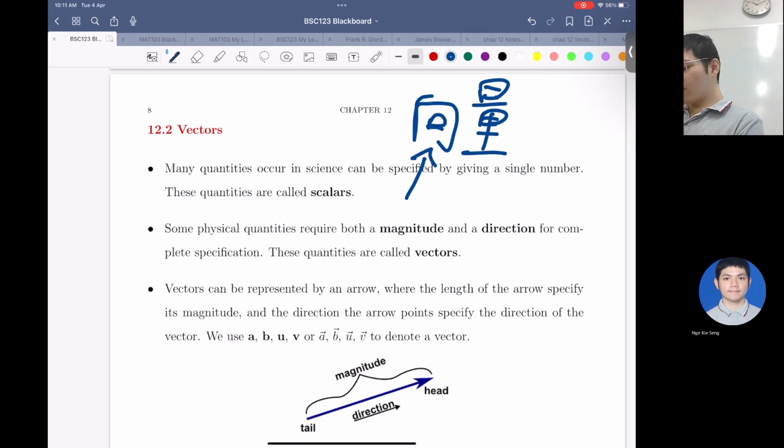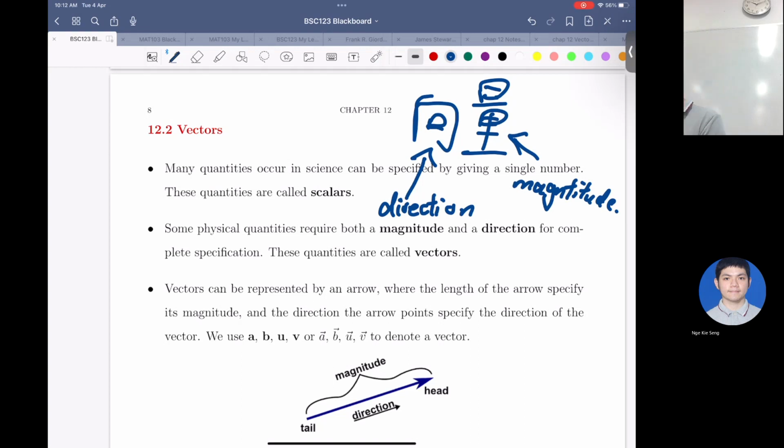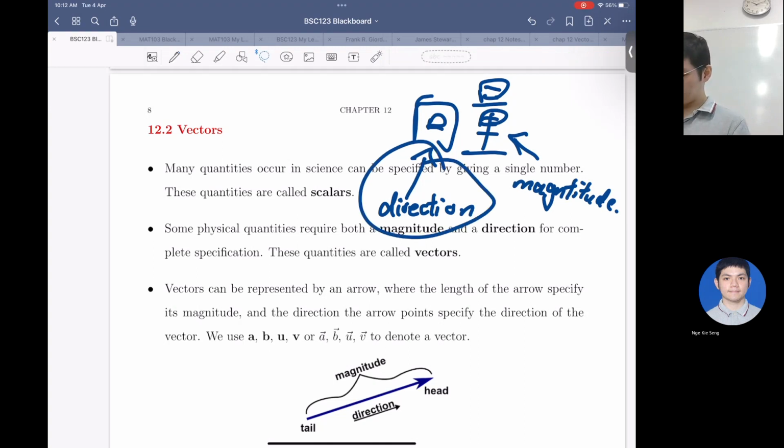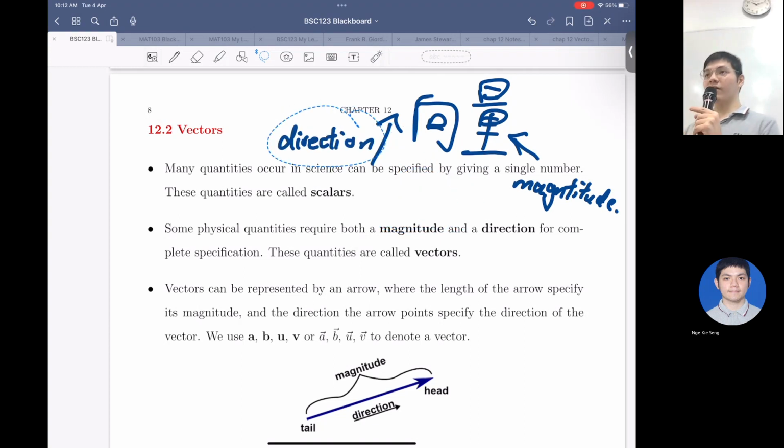One word: the first word mentions direction, the second word mentions magnitude. Exactly, this is what a vector is: direction and magnitude. For those who don't know Chinese, today you learn two new words. This translation I like a lot, because some mathematics terms are quite weird in Chinese, but this is exactly the perfect one.